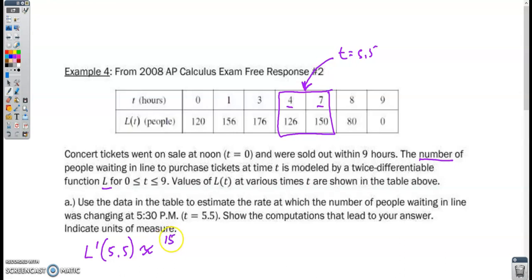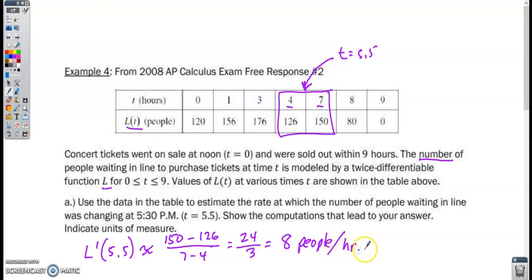So I've got 150 minus 126 all over 7 minus 4. That's equal to 24 over 3, or 8, and our measurement for that derivative is units of L of t, which is people, per units of t, so it's people per hour. So that is our estimate for the rate at which the number of people waiting in line was changing. It is increasing 8 people per hour.